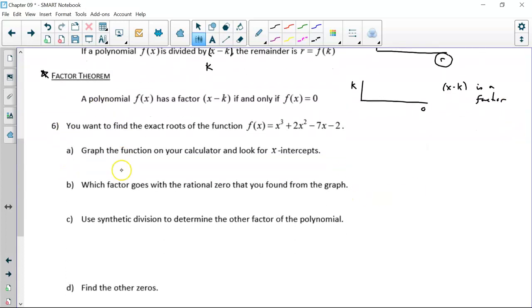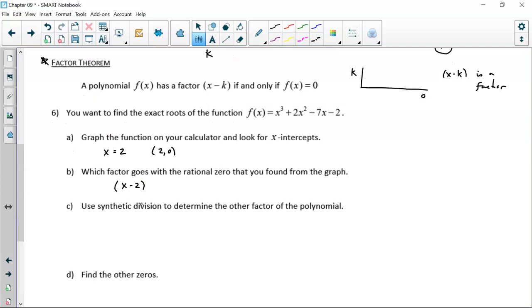So what we want to do is find the exact roots of the function x cubed plus 2x squared minus 7x minus 2. There's no other way for us to solve this really. What we can do is look at our calculator. So take a moment and graph this. Pause, graph it, and then you'll see x equals 2. We have an x-intercept at (2, 0). Now, the factor that goes with that, you always subtract your zeros from x. So it would be x minus 2.